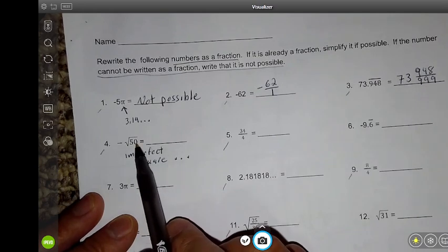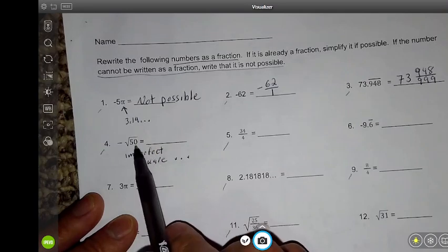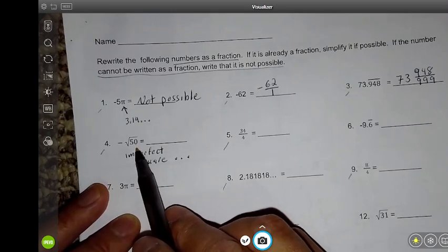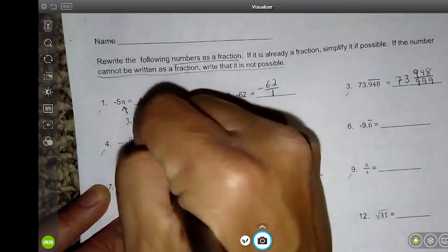Imperfect square numbers are like pi. They're non-terminating, non-repeating. These imperfect squares are not on our perfect squares notes page with the flaps. So again, this is not possible.